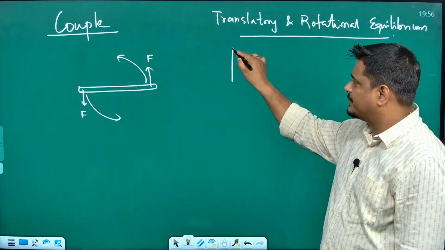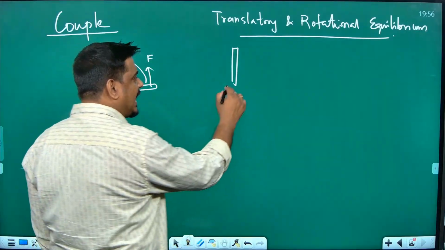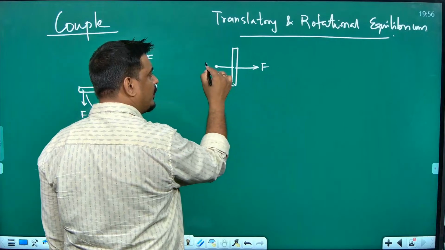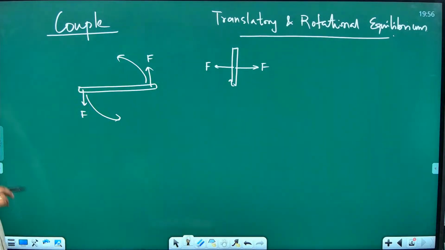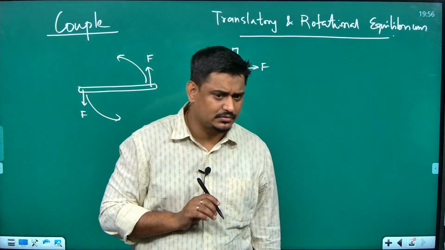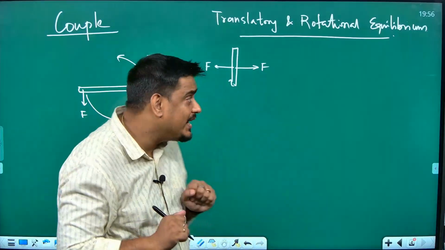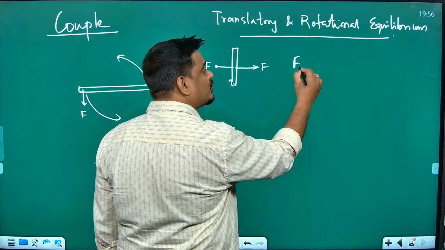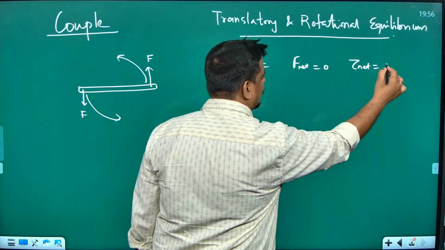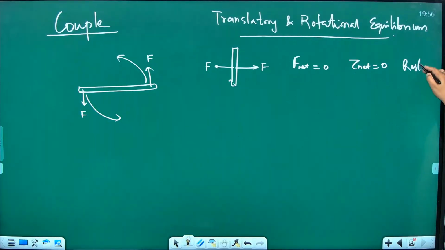If there is an object acted upon by forces like this, which are equal and opposite and acting at the same point, what will happen? Body does not move. Body will be at rest, obviously. Why? Because net force also is 0. Net torque also is 0. It means the body will be at rest. Do you agree with me?